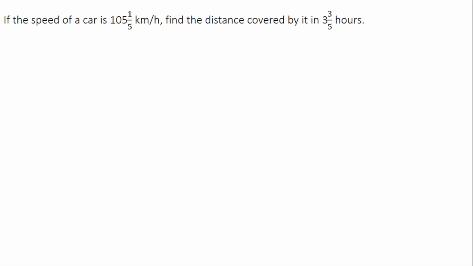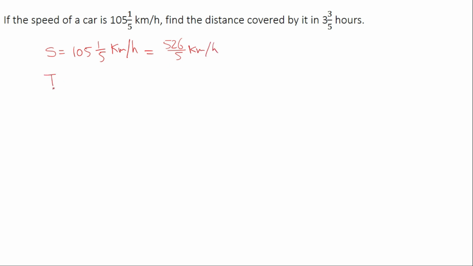If the speed of a car is 105 whole 1 by 5 kilometer per hour, find the distance covered by it in 3 whole 3 by 5 hours. So what is given here? Speed is given. How much? 105 whole 1 by 5 kilometer per hour. First work is to convert it into an improper fraction. So 105 into 5 is 525 plus 1 is 526 by 5 kilometer per hour.